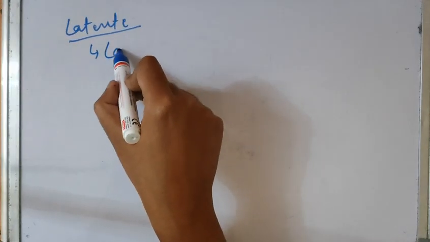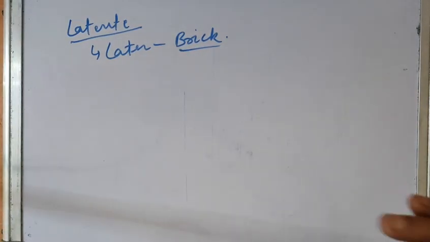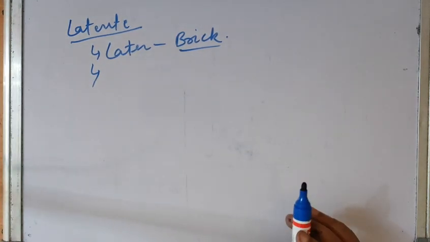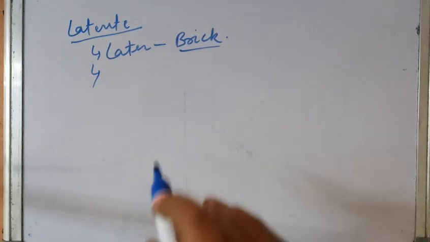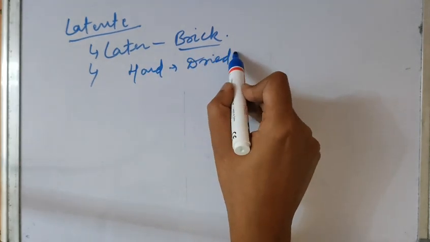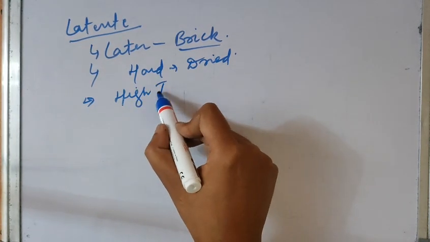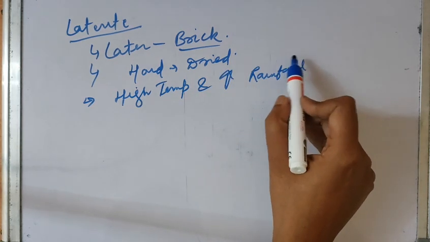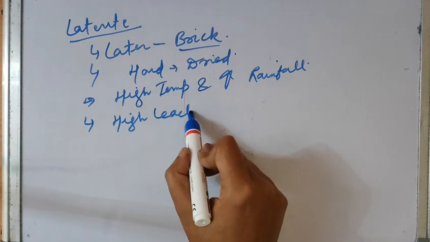It comes from the word later, which means brick, because it becomes very hard as the upper soft layers are eroded due to high rainfall. It is mostly found in areas of high rainfall. So it becomes soft when wet and very hard when dried due to high erosion. Region of high temperature and high rainfall, formed as a result of high leaching due to heavy rainfall.